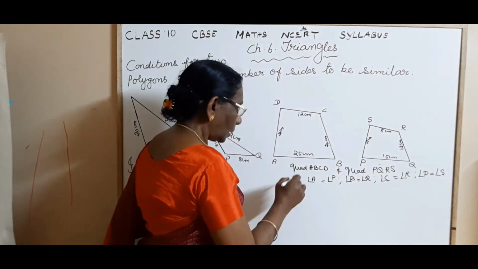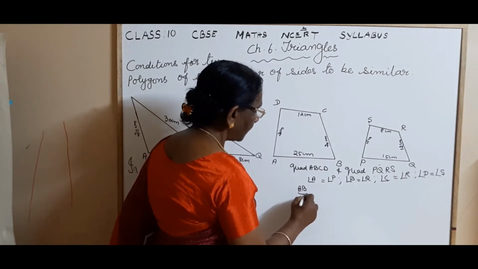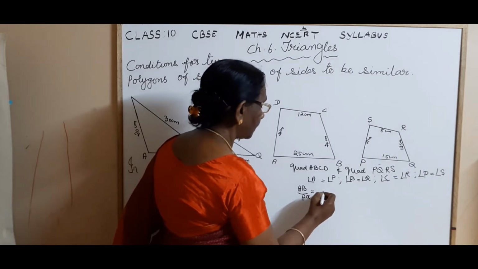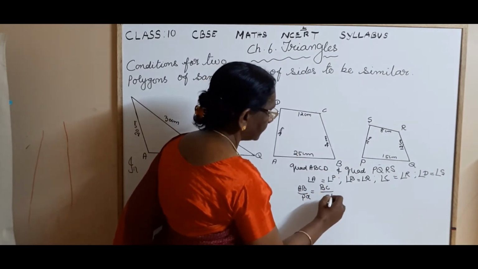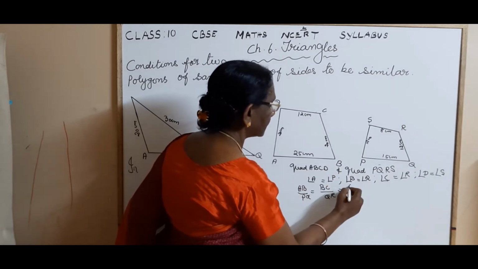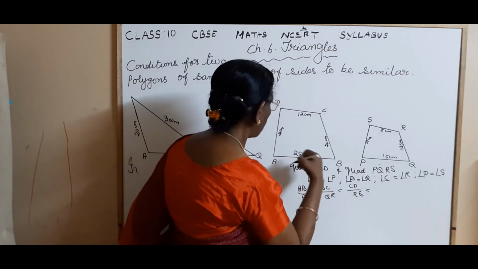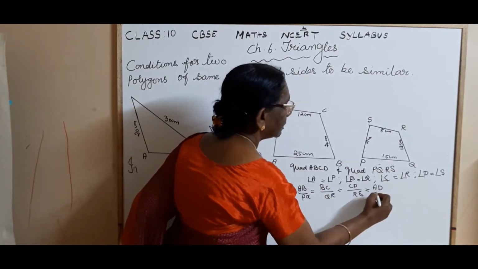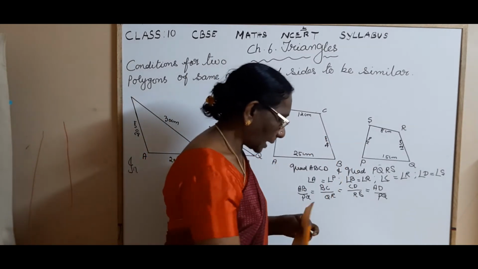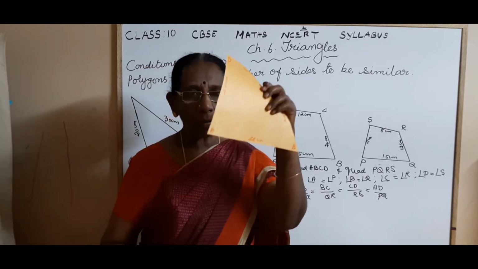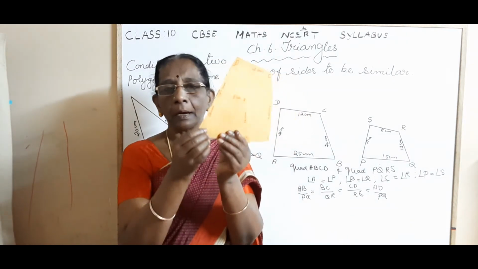Okay. Now, next what? The ratio of the side AB by PQ should be equal to the ratio of the side BC by QR, should be equal to the ratio of the side CD by RS, and the ratio of the corresponding sides AD by PS. Okay. First let us check whether the angles are equal or not. Angle A, angle P. Are they equal? Yeah, they are equal.